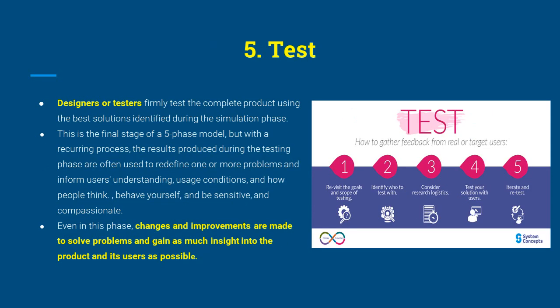Once the prototype, a small version of your product, is created, you need to test it. Designers or testers rigorously test the complete product using the best solutions identified during the prototyping process. And this is the final stage of the five-phase model: starting with empathy, then define, then ideate, then prototype, and testing. Even in this phase, changes and improvements are made to solve problems and gain as much insight into the product. That means it is a kind of beta version where you are testing with some people, or even a minimum number of people. What will happen is you revisit the goals and scope. That means you go back to your definition and figure out whether you are testing all the features listed there. Identify whom to test with.